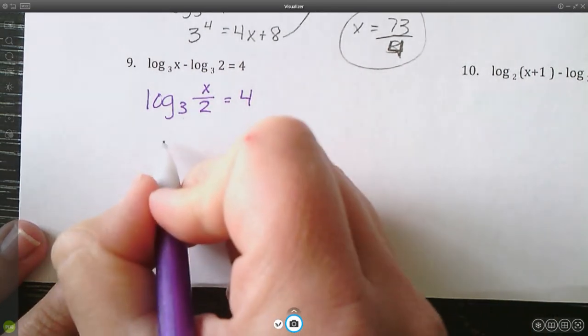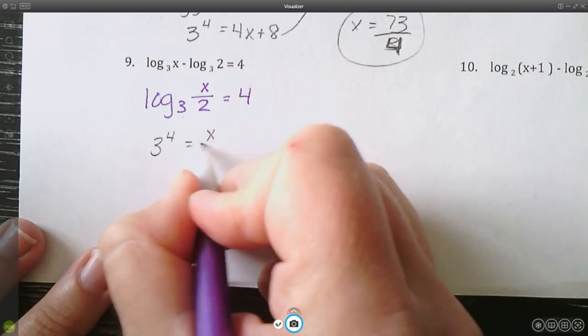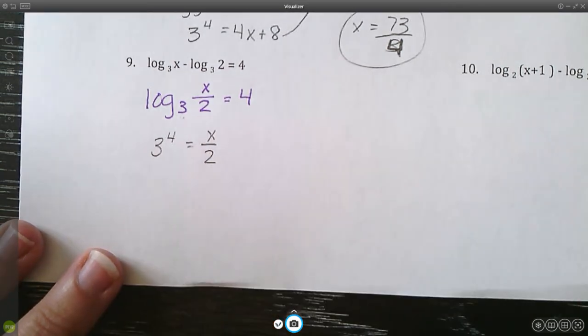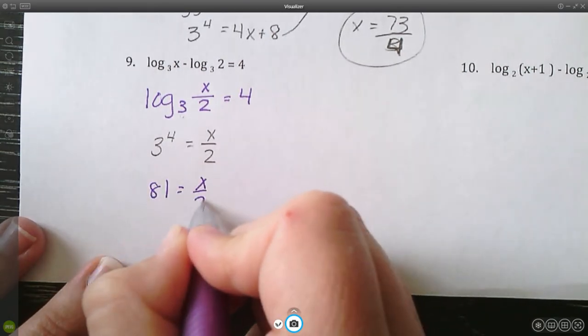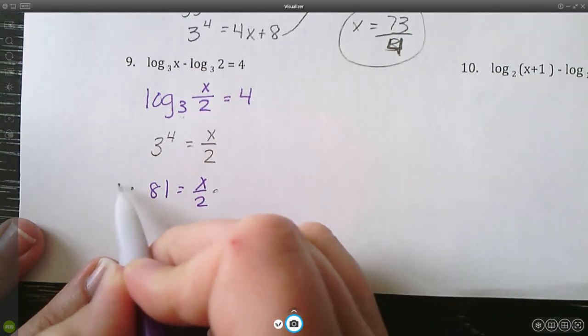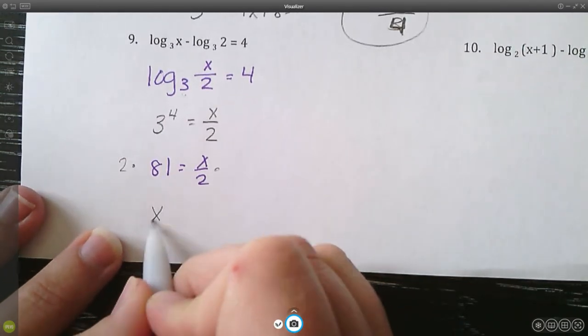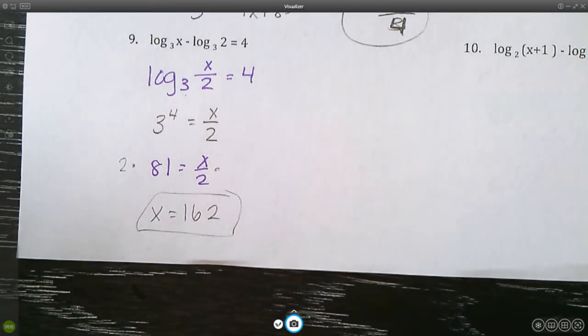Rewrite it in exponential form. So we have 3 to the power of 4 equals x over 2. 3 to the power of 4, that's 81, equals x over 2. To solve for x, we multiply both sides by 2. So we get x equals 162. And those are some examples of solving. So we did 3, you've got 7 left, and that is it.